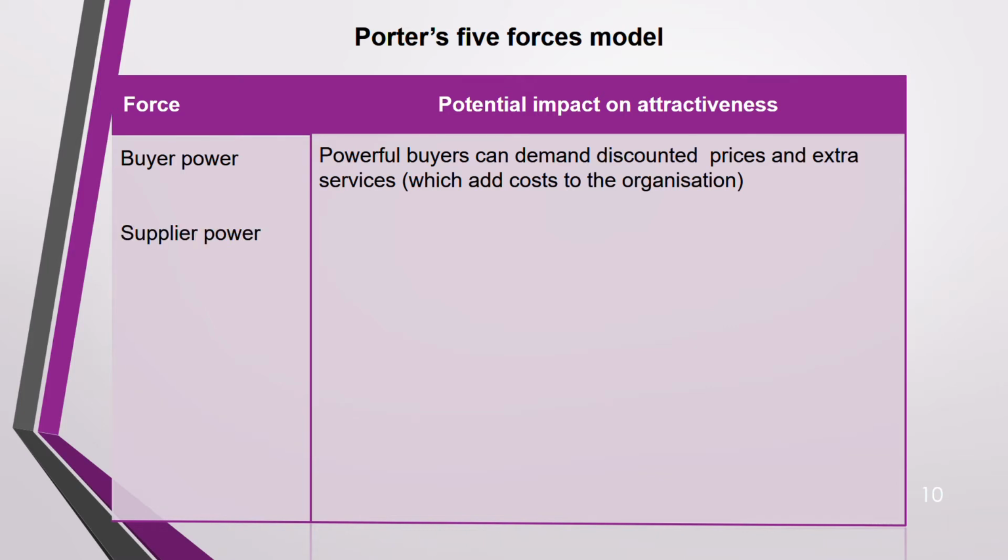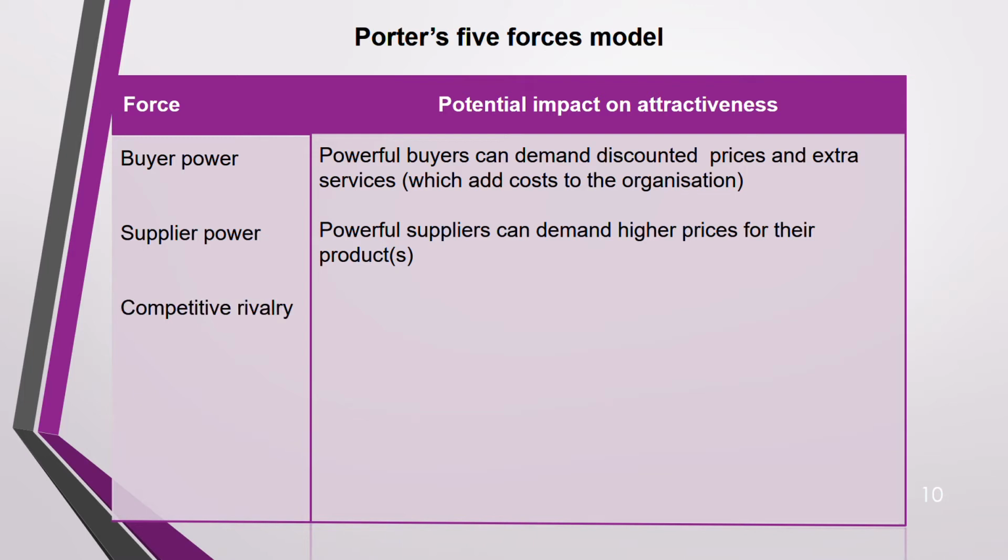Next is the supplier power. That's the next force. Okay, they say powerful suppliers can demand higher prices for their product. If the suppliers are powerful, they can demand higher prices for their product when you are taking from the supplier. Okay, for your raw materials and all, they will demand higher prices from you.